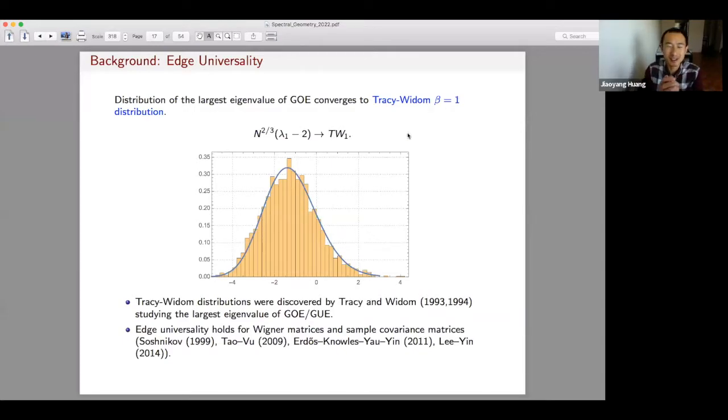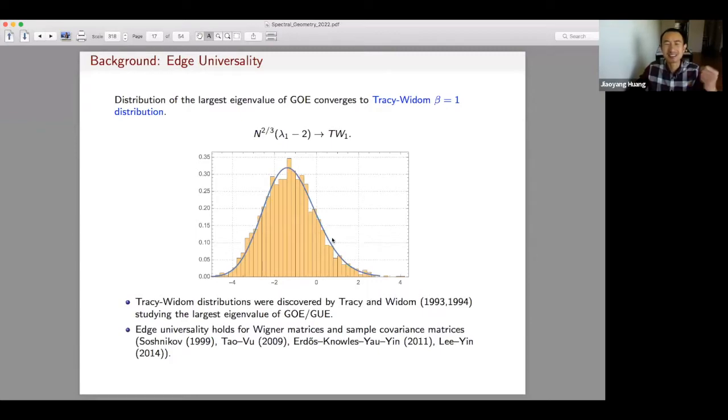Similarly, you can consider a complex Gaussian matrix, where instead of real Gaussian entries, you have complex Gaussian entries. Then if you do the same scaling, you get the Tracy-Widom distribution for beta equals 2. It's just a convention from random matrix theory: beta equals 1 for the real case, and beta equals 2 for the complex case. Here is a plot of the Tracy-Widom distribution for beta equals 1. As you can see, it looks pretty similar to a Gaussian distribution.